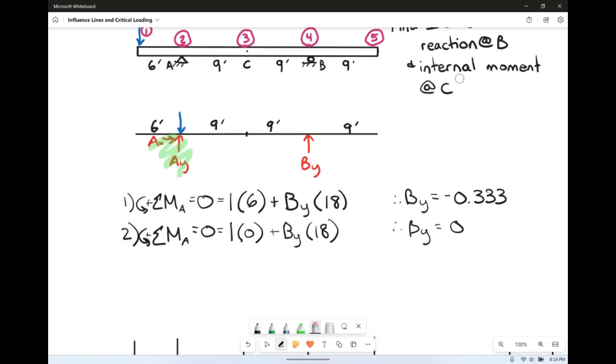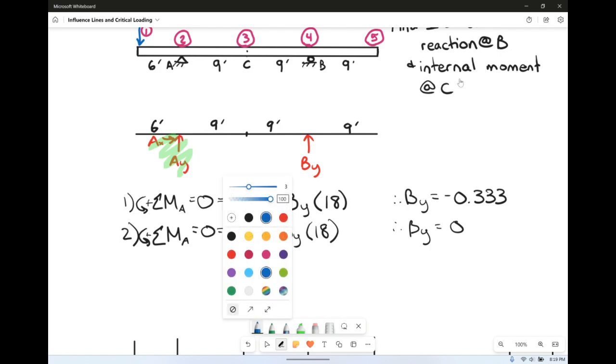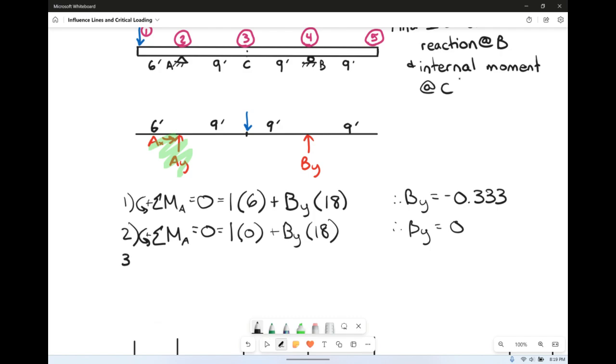And then if we unload it and reload it again, this time at C, we get for our third spot, if we sum the moments at A and set it equal to 0, taking counterclockwise to be positive, we have our unit load of 1. He's now, though, going to be going in the wrong direction, so negative 1 times the distance of 9 feet plus still BY times 18 feet. So BY is going to equal 0.5.